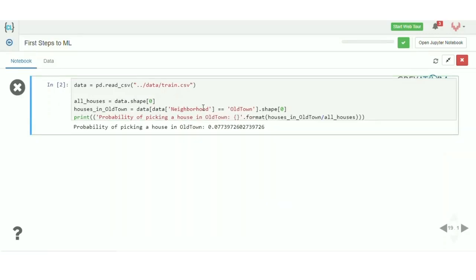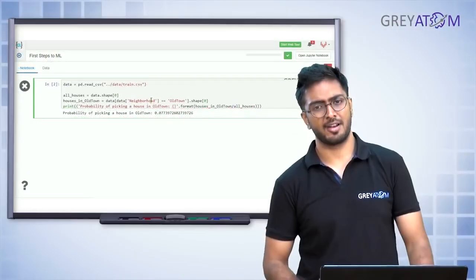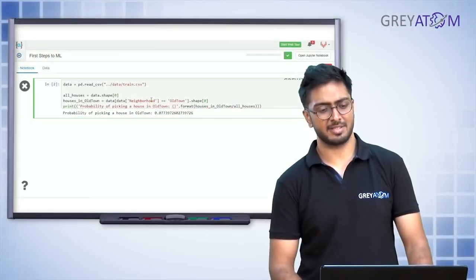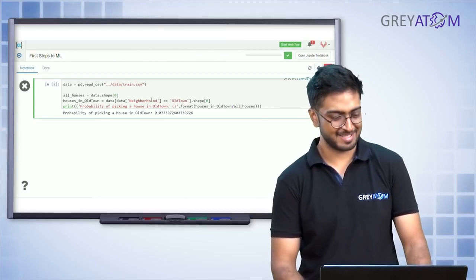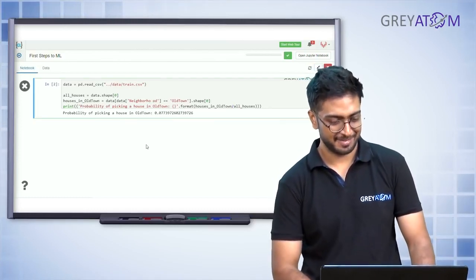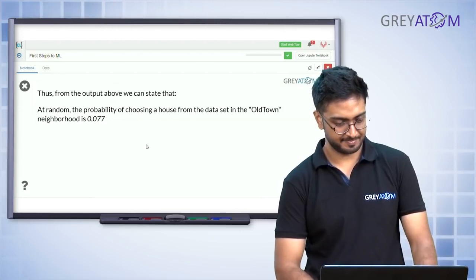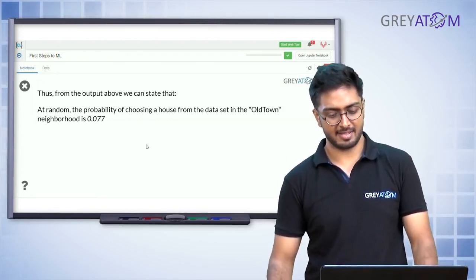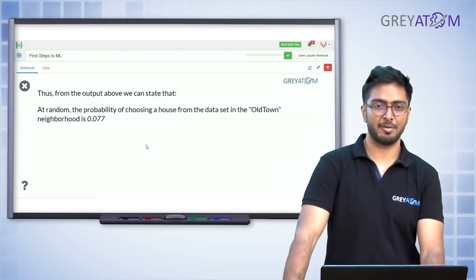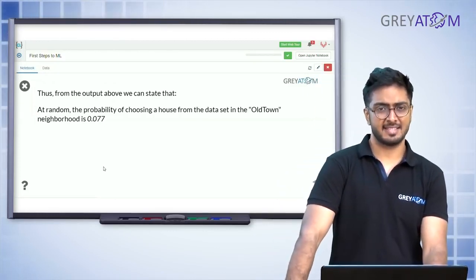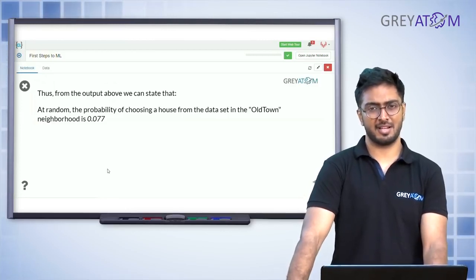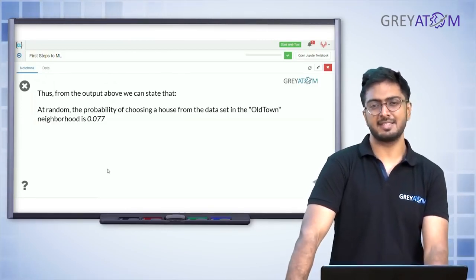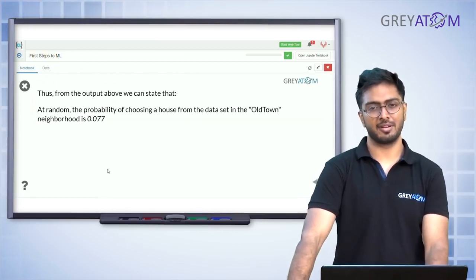With that we basically see that his probability of picking a house in Old Town is 0.07, right? So roughly 7% of all the houses are in Old Town, which is something we take as it is. So that's obviously the probability of choosing a house at random. What does that 0.07 probability basically mean? It just says that out of all possible options of choosing a house, if we randomly choose one, there's a 7% chance that it would be in Old Town, right?